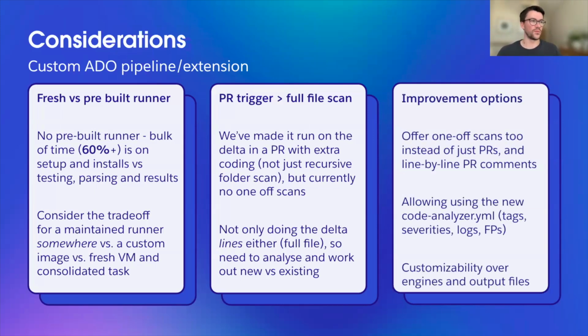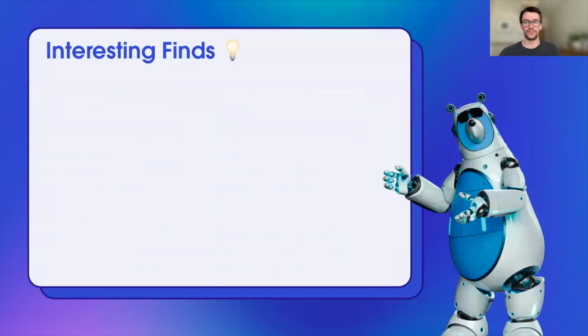Some improvement options: allowing one-off scans and then line-by-line PR comments. That's something that I was thinking about. That centralized Code Analyzer YAML file where you can be really custom about things like severities and tagging and false positives and all that good stuff, allowing use of that from a config directory. And then also some customizability over the engines and the output files, because at the minute we leave it up to Code Analyzer to work out which engines and rules it should run, and then we spit out the HTML and the JSON file. So plenty of things that could improve with it in future.